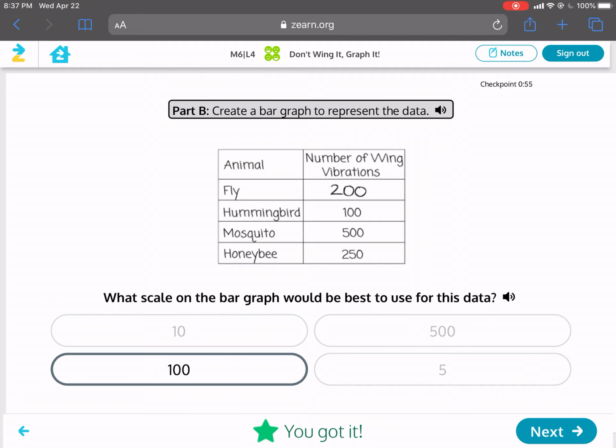What scale on the bar graph would be best to use for this data? We chose 100 because most of the numbers in our table have 100 in them. So it wouldn't make sense to count by 5s, 10s. 500 is too big, so 100 is the number that makes sense.